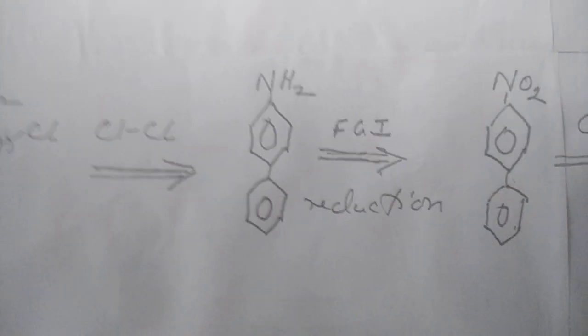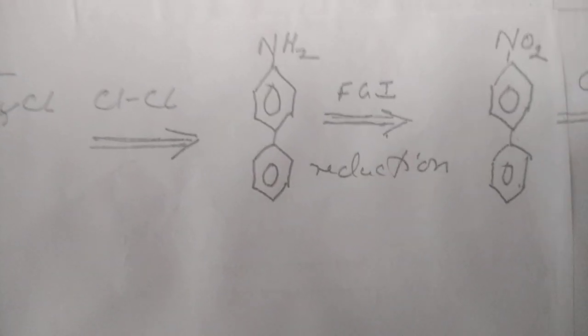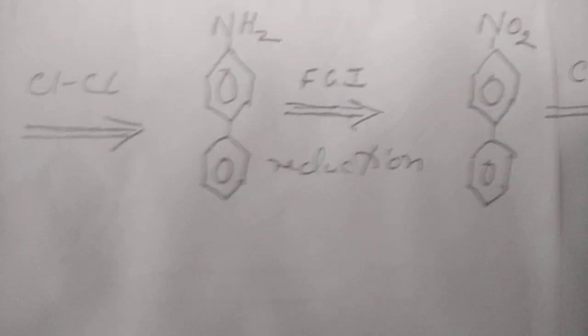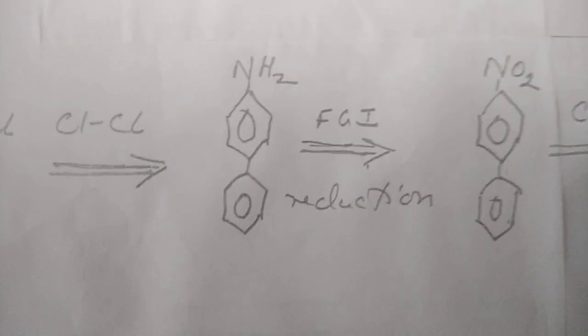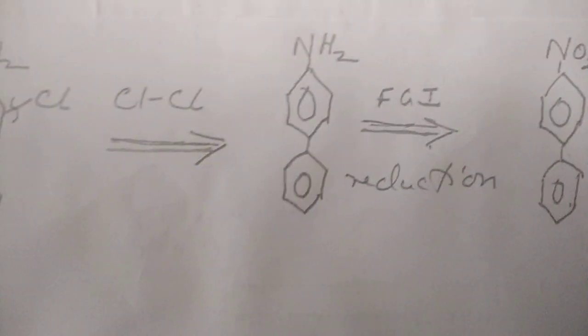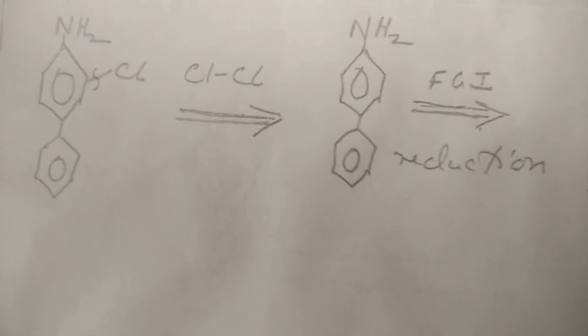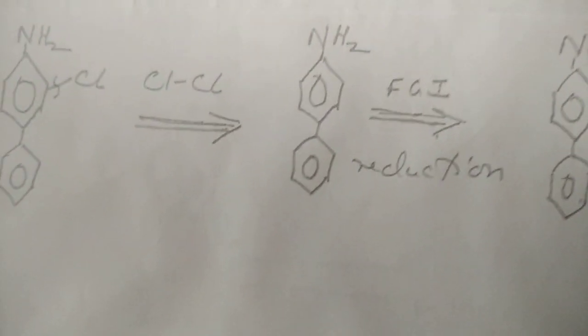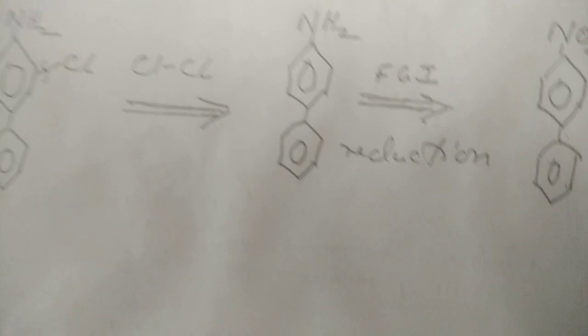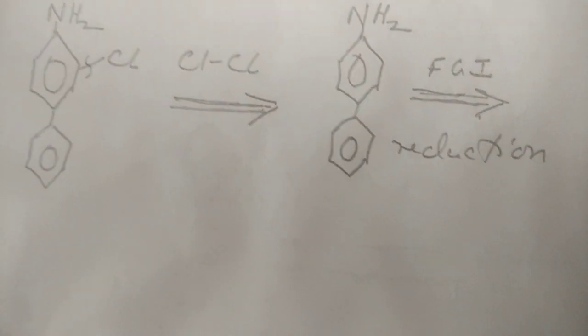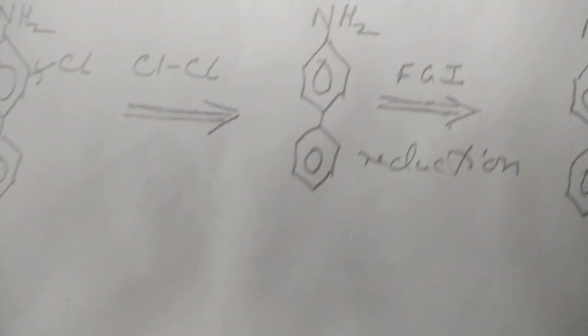See, the two phenyl rings and the NH2 group, diphenyl, okay? So we can further simplify it. How? We know the NO2 group can easily be interconverted into the NH2 group, because NH2 again will require nucleophilic. So any other group which can be converted into NH2?